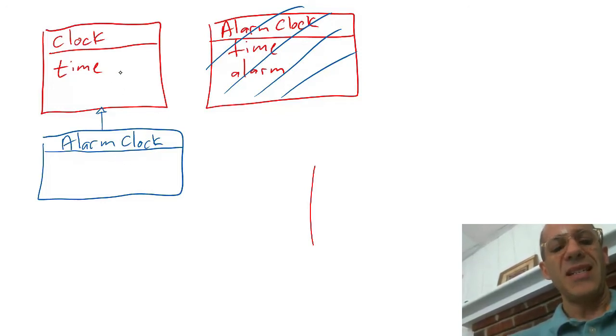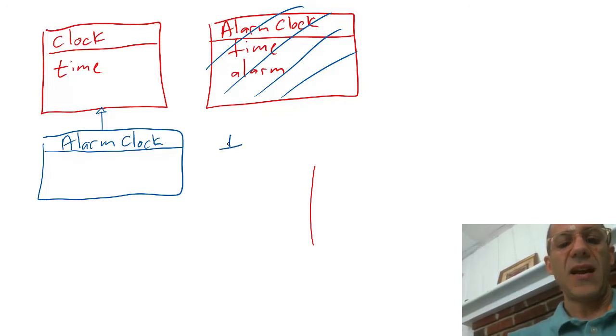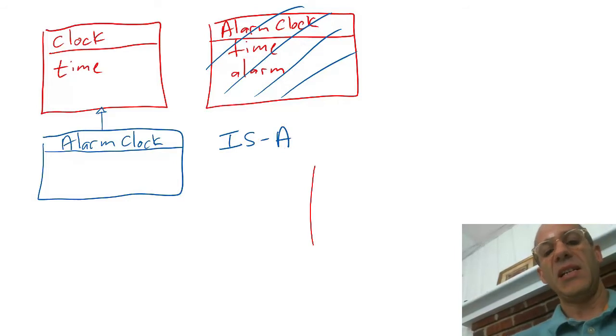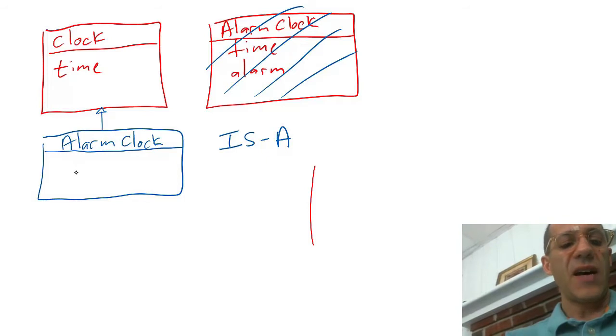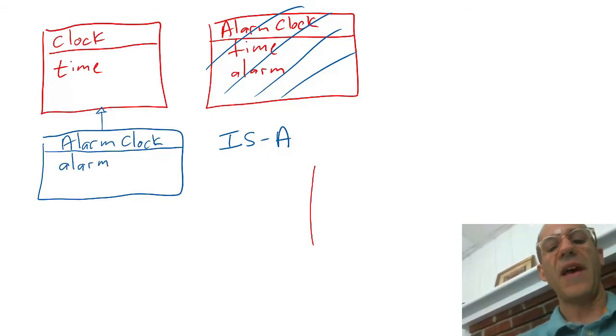So it is a clock, and we often say that this is an is-a relationship because an alarm clock is a clock. That is, it both has the semantics of a clock, it has the instance variable of time, and it has whatever methods clock has. Then we can define just the things in an alarm clock that aren't in clock.